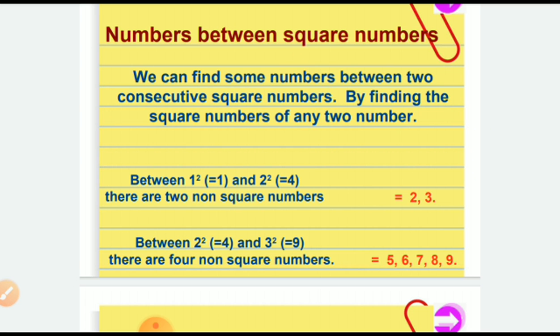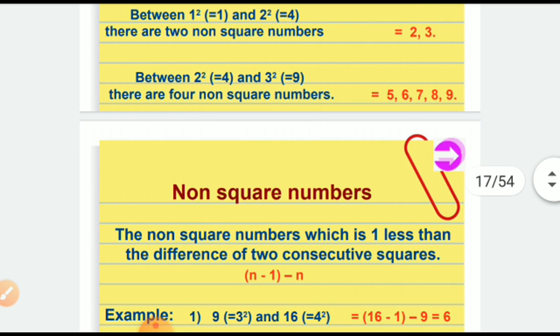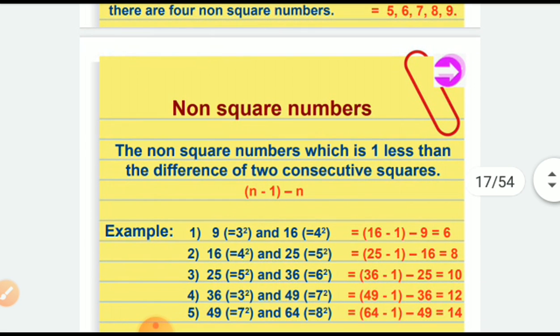Second way, 2 square and 3 square. How many numbers are there? 9 minus 4, so 5, 6, 7, 8. You can say there are 4 non-square numbers. Non-square numbers we are discussing, students. How to find non-square numbers? n minus 1 minus n. Whatever the number, the non-square numbers are 1 less than the difference of 2 consecutive squares.